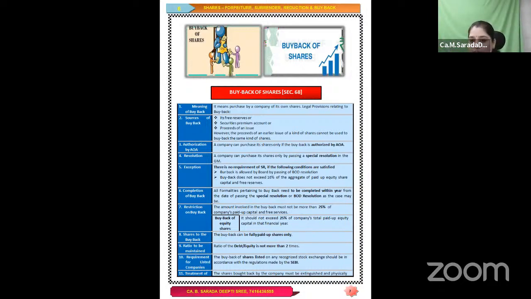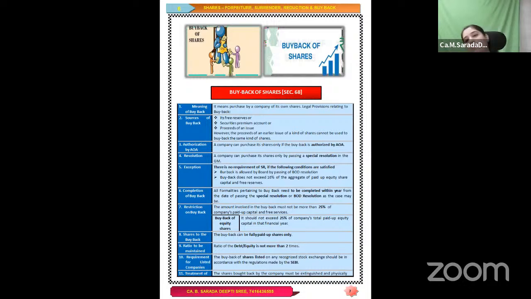Okay, so how much debt does the company have to maintain? The debt equity ratio should be maintained at either 2:1 or less than that, but it cannot go beyond 2:1. And within how much time will the company do this buyback process, madam? Once after passing a resolution, within a period of 12 months, the company should go for buyback. In the period of 12 months, the company should go for the buyback.